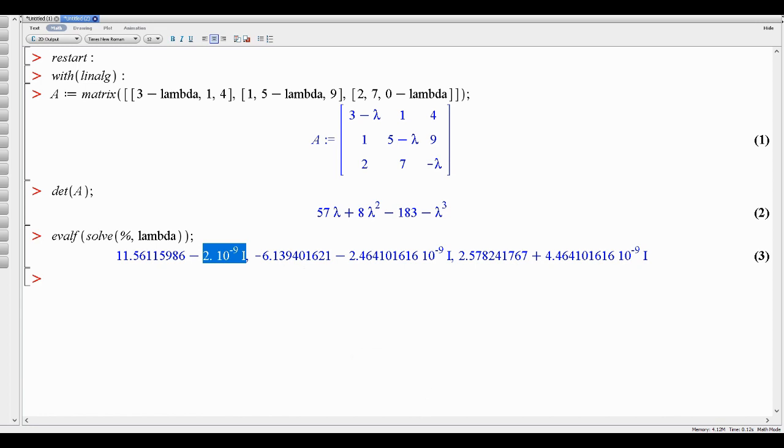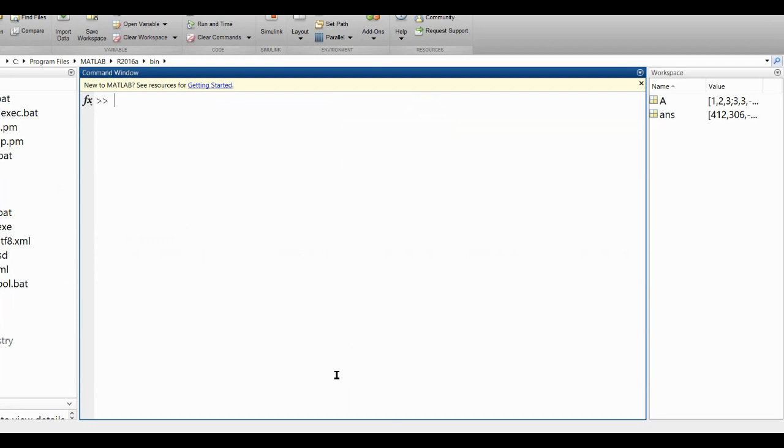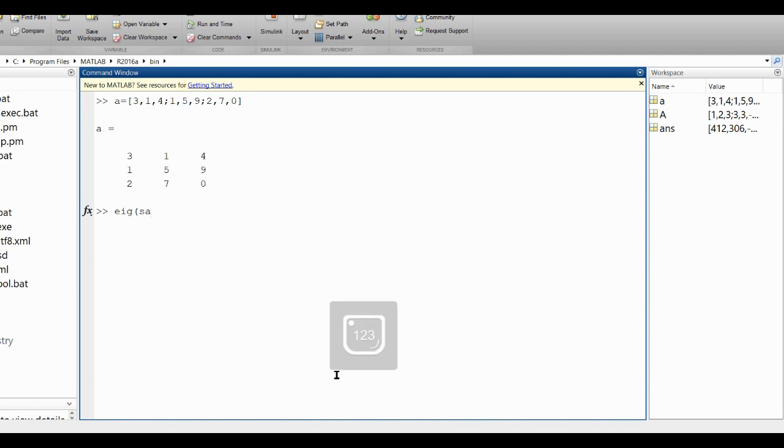I can come here and I can say A equals 314, 159, 270, and then I can say the eigenvalues of A. I will get the same. This is MATLAB. Okay, 11.5, 2.6, 2.58, 6.14, same roots.